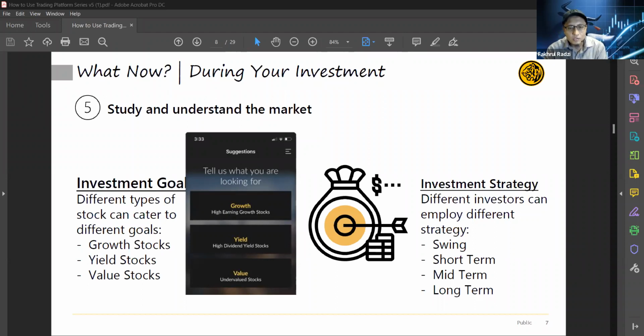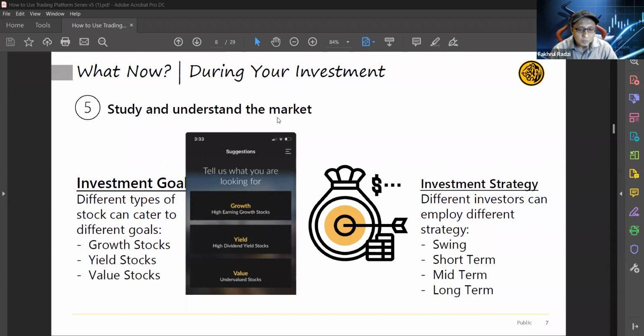Number one, growth strategy, which is to seek and invest in companies whose profits are expected to grow over time. Number two, yield strategy, to invest in companies that give stable and regular dividend. Number three, value strategy, to invest in companies that have value and whose value is growing over time. And number two, for investment strategy.